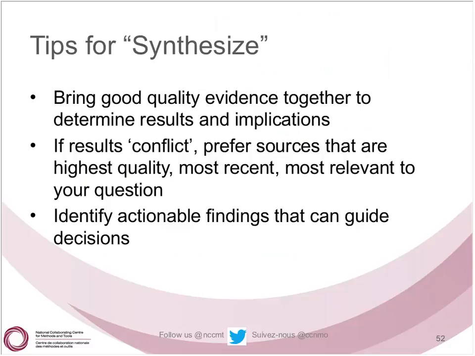In the synthesize step, we're bringing good quality evidence together to determine results and implications. What does it tell us, and what does it mean for the decision that we might make? If the results conflict, look at those conflicting sources and see which is the highest quality. That is, was the research well done or not? Prefer sources that are most recent, and of course things that are most relevant to your question.